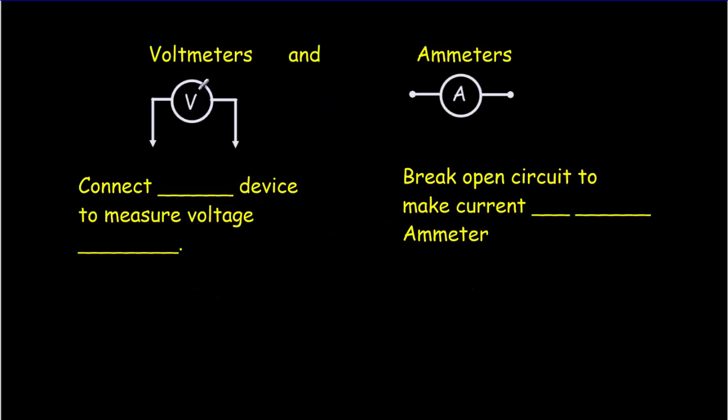The symbol for a voltmeter and ammeter is simply a circle with a V or an A in it. The voltmeters are measuring voltage across, so they're very easy to connect. You just connect one probe on each side of your device, so you connect across the device to measure voltage across. Now if you want to measure current through a circuit, then you've got to break open the circuit and force the current to flow through the ammeter.